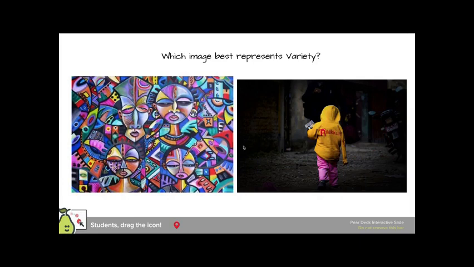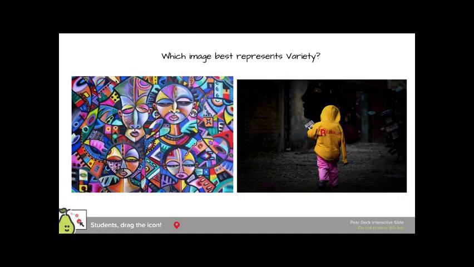All right, so let's see here. Can we relate variety to either of these images? Which one represents variety? Go ahead and move your icon to the image that you think best represents variety. All right, we have a handful of students on the correct answer. I'm still waiting for about 5 more scholars to drag their icon to the image that best represents variety.